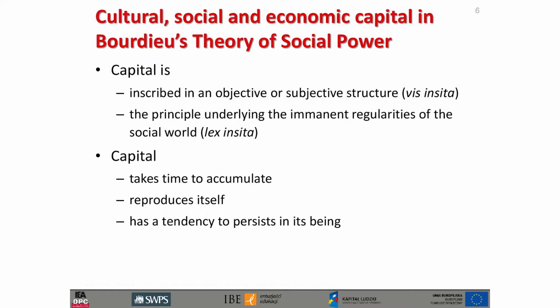Capital takes time to accumulate, and it reproduces itself. So it is very persistent, and this is a luck, of course, for those who have capital, because it is easy, or more or less easy, to reproduce capital, as it has the tendency to reproduce itself. It will become clearer when I present the different concepts of capital that Bourdieu defined.